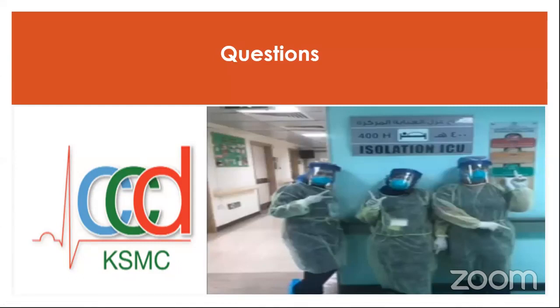For prone, do we need to put an armored ETT, a reinforced endotracheal tube, for the proning? I don't think so, because of the risk of coiling or getting depressions inside, it will be very bad. And there is no need to change the tube unless necessary.